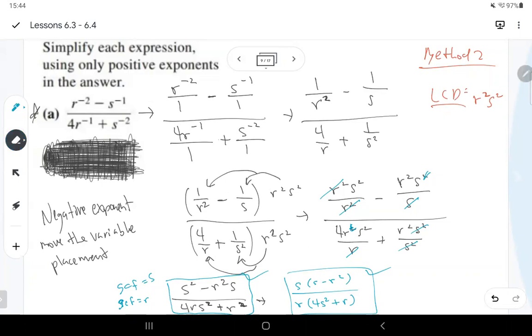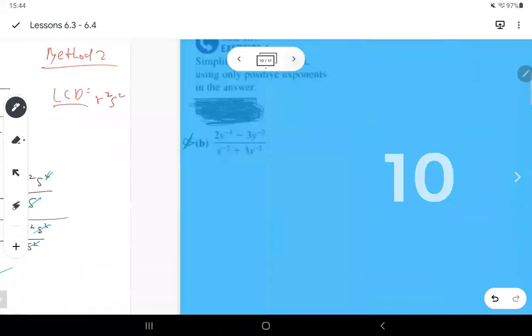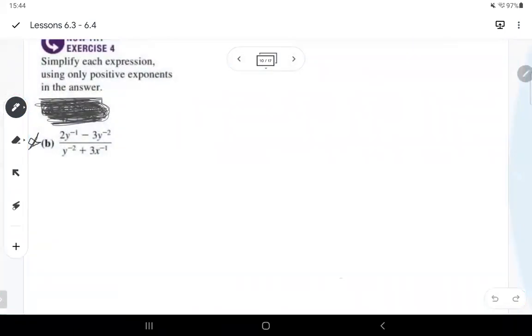Make sure you know these are squareds. This is a square, and this is a square. Okay, so either way. All right, last one for section 6.3, and then we will move on to 6.4.